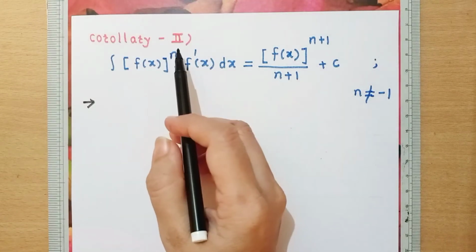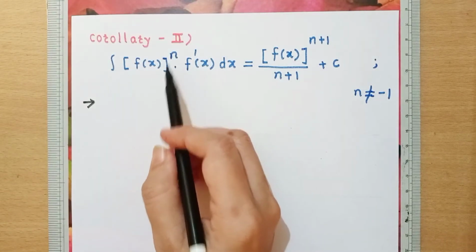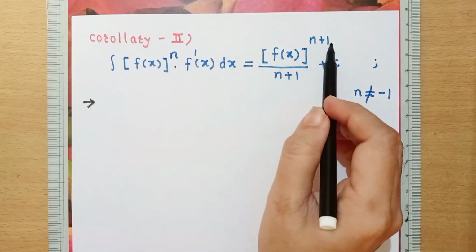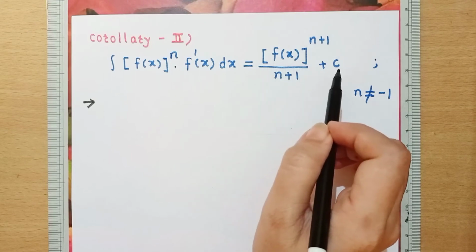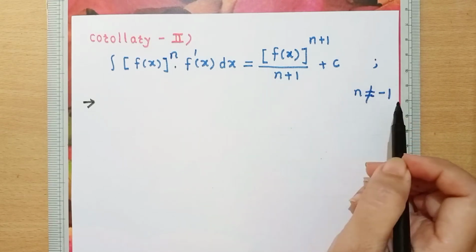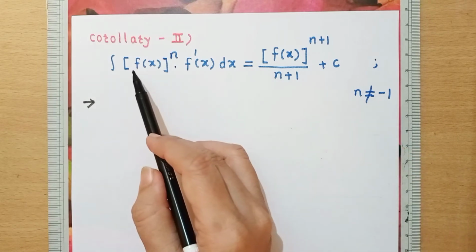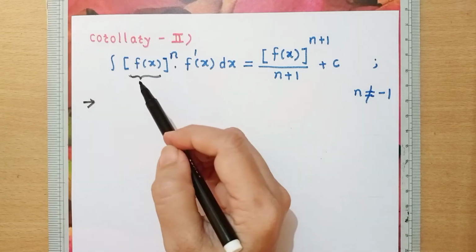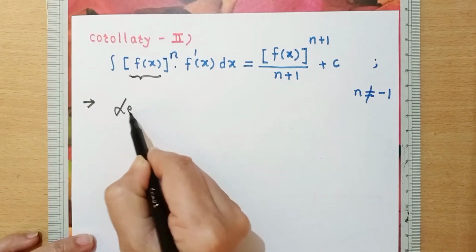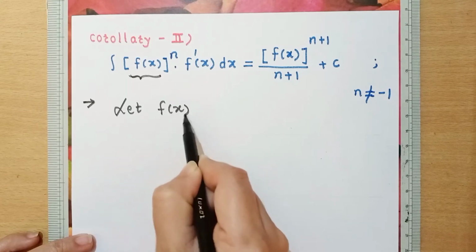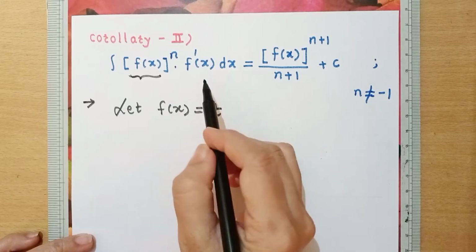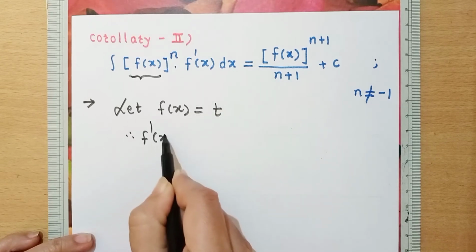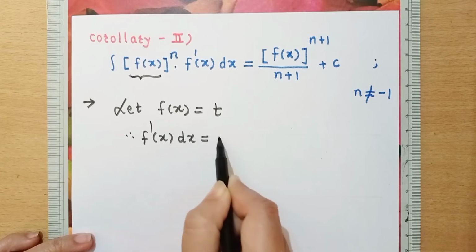This is our second corollary. Integration f x raised to n into f dash x dx equal to f x raised to n plus 1 upon n plus 1 plus c for n not equal to minus 1. So again we will start from the left hand side, and in this LHS we will substitute f x equal to t. So let f of x equal to t. Now we have to take the derivative. So differentiating, we have f dash of x dx equal to dt.